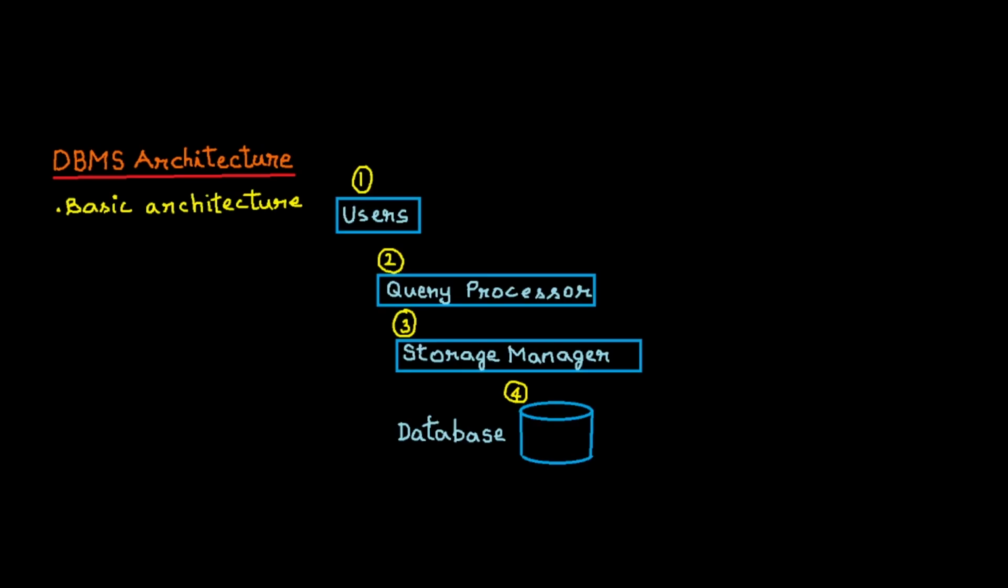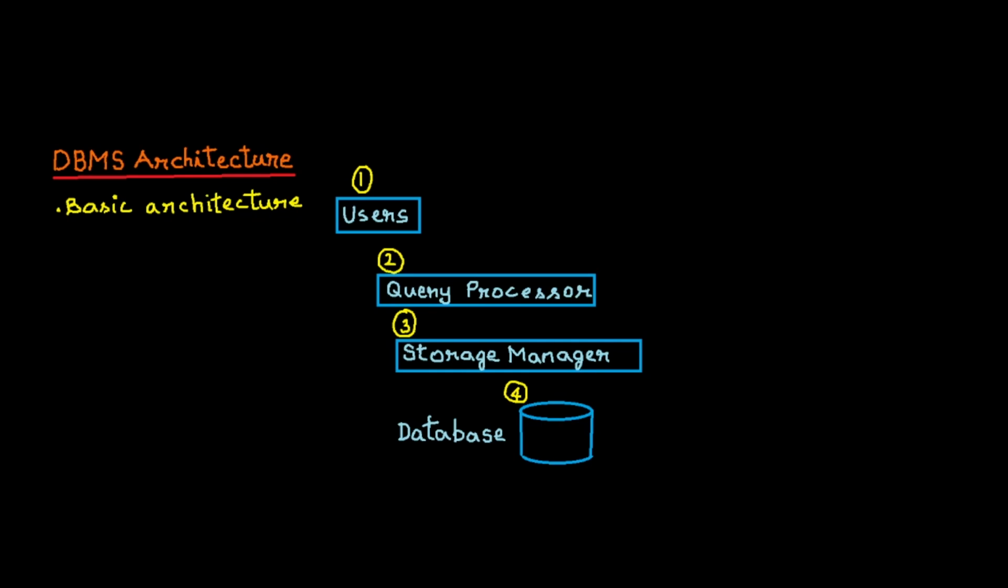Hello everyone. In this video, we will understand the complete architecture of a database management system or DBMS. We will first look at the basic architecture and then explain each component shown in this diagram. The basic DBMS architecture consists of three main components.